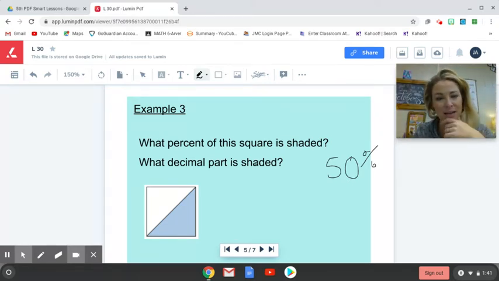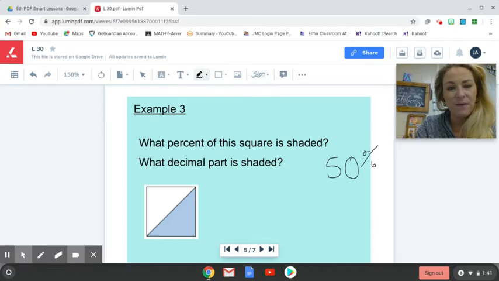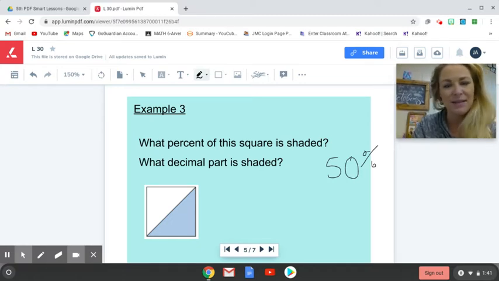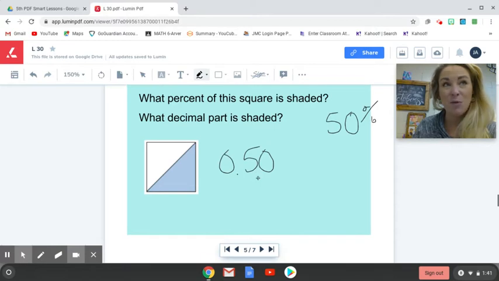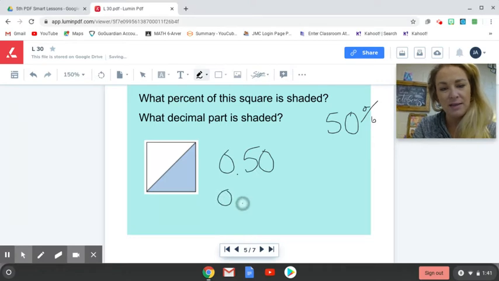What decimal part is shaded? So now we're talking about a decimal out of a whole. The way to write this as a decimal, 50% isn't shaded, 50% is shaded. 50 hundredths. Or with decimal numbers, the more advanced way to write them is not ever with a 0 on the end, ever. So really, this is a more appropriate way to write this, 5/10.